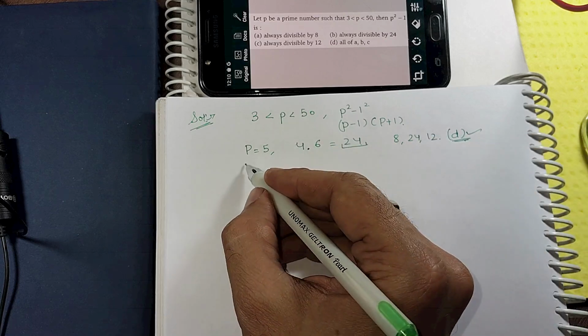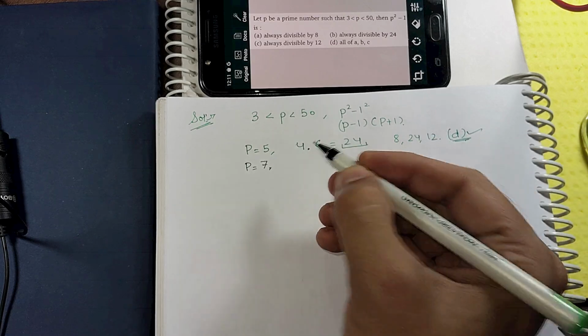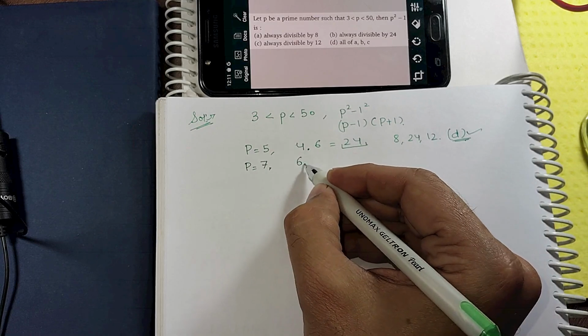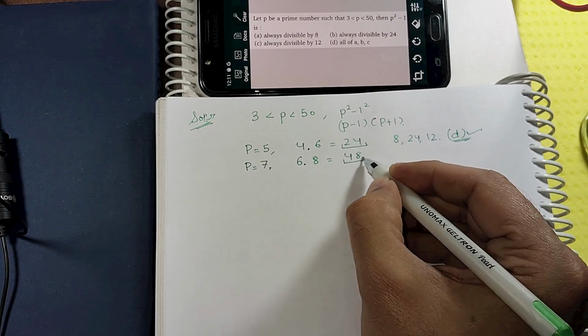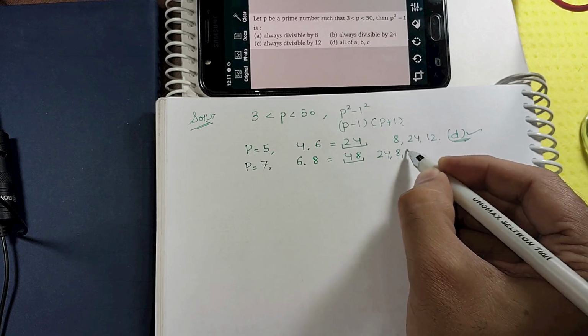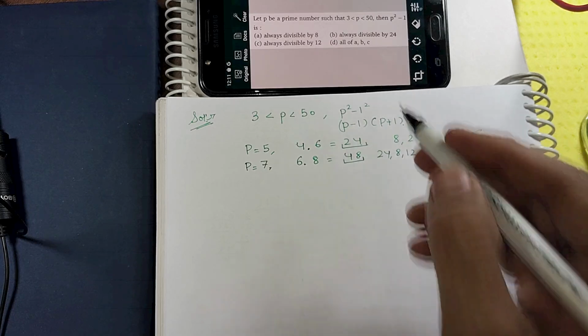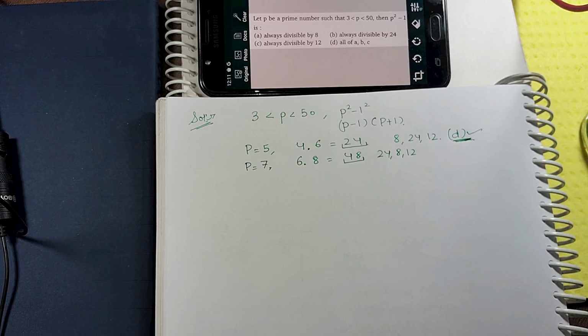Now we'll check for some other prime, so that is P equal to 7. Now P minus 1 will be 6 and P plus 1 will be 8. So this is equal to 48. Now this is again divisible by 24, 8 and 12. So again all of them. So the right option for this will be option number D.